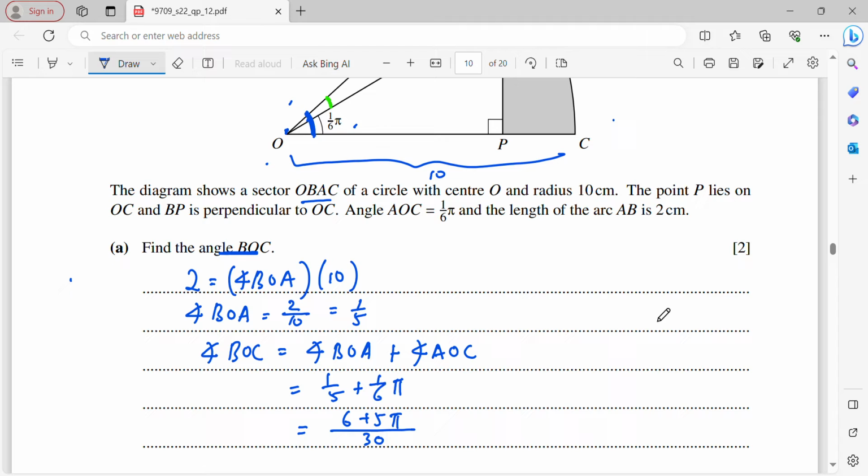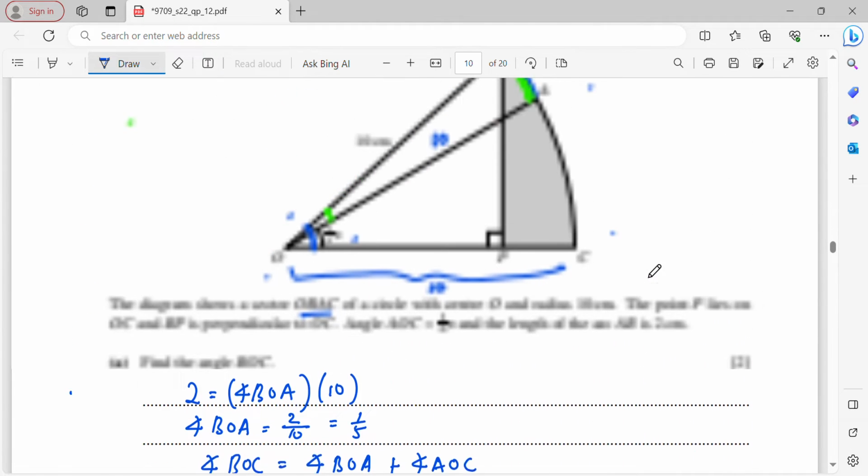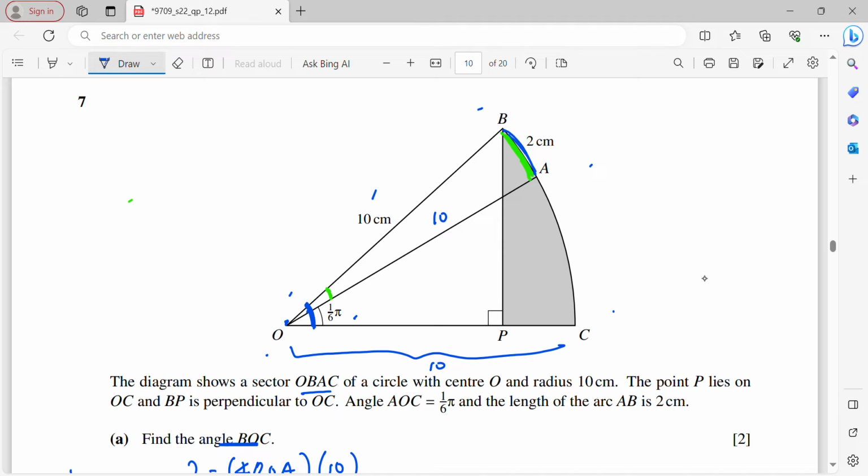Now, part B. Hence means use the previous angle that we have found. Find the area of the shaded region BPC, giving your answer correct to 3 significant figures. So where is the shaded region? Obviously the shaded region is the area of this sector, which is BOC, minus the area of the triangle BOP. So for the triangle BOP, I need to know the length. So I need to know what is the OP.